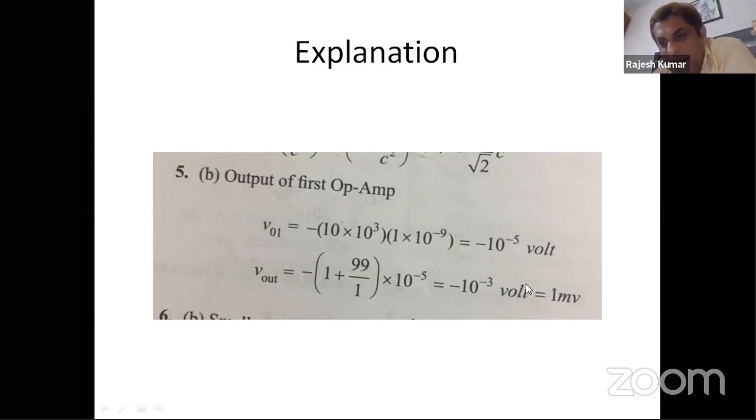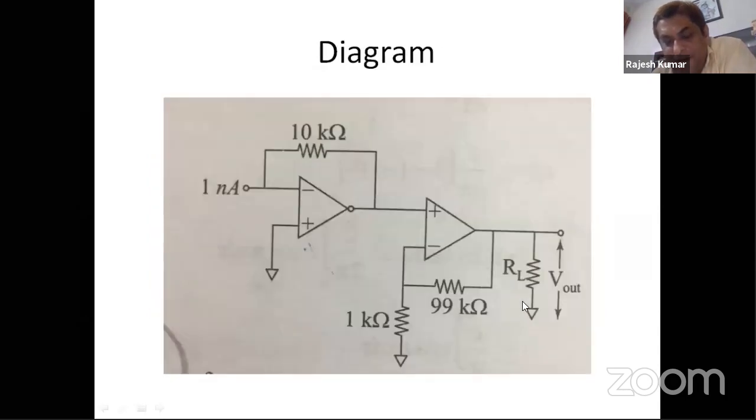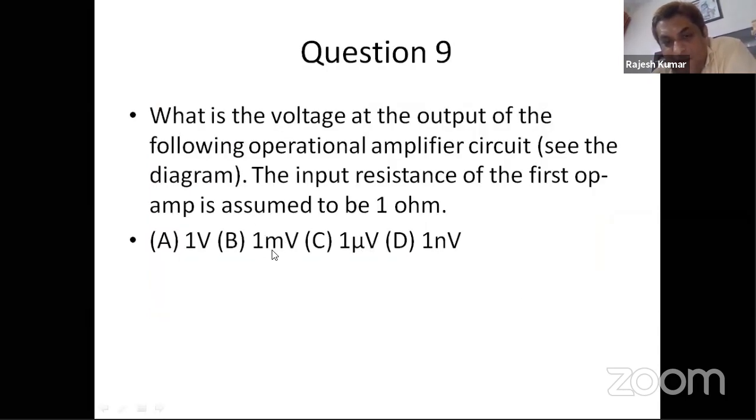And the negative sign will be absorbed somewhere. So ultimately, the answer for this will be B, that is equal to 1 millivolt. The answer for this question is 1 millivolt, only you have to keep in mind where the inputs are connected. When you are going to use an op-amp, just keep in mind where your inputs are connected, either in the inverting terminal or in the non-inverting terminal. According to that you have to use the formula.